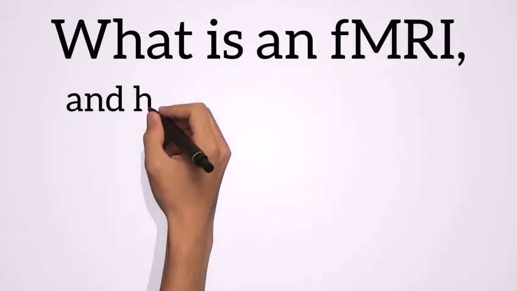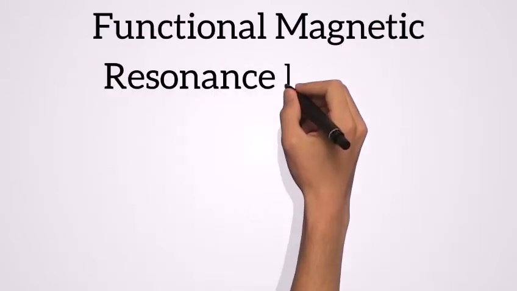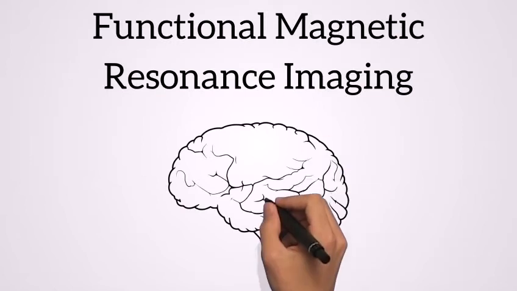So, what is an fMRI, and how could it help Jane understand more about her emotional trauma from the car accident? An fMRI, or functional magnetic resonance imaging, is a method of diagnosing brain activity by monitoring circulation of blood through different parts of the brain.